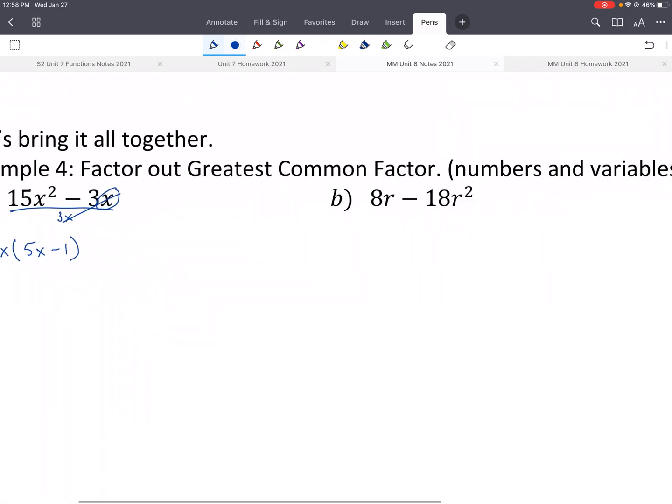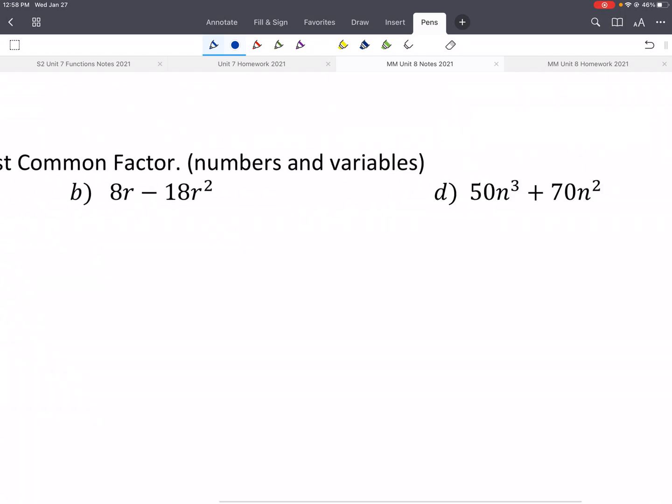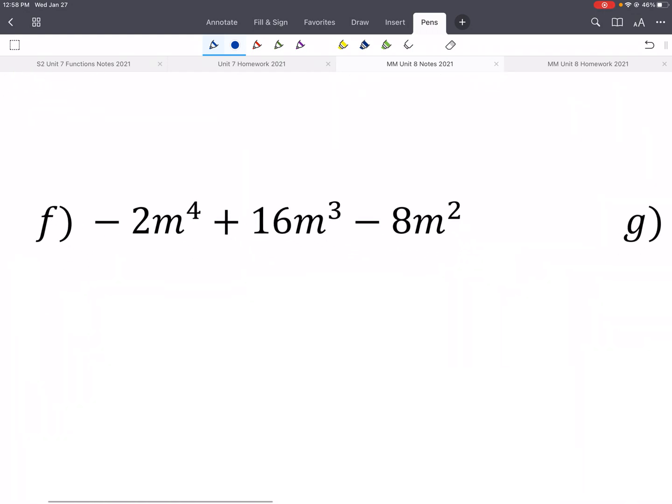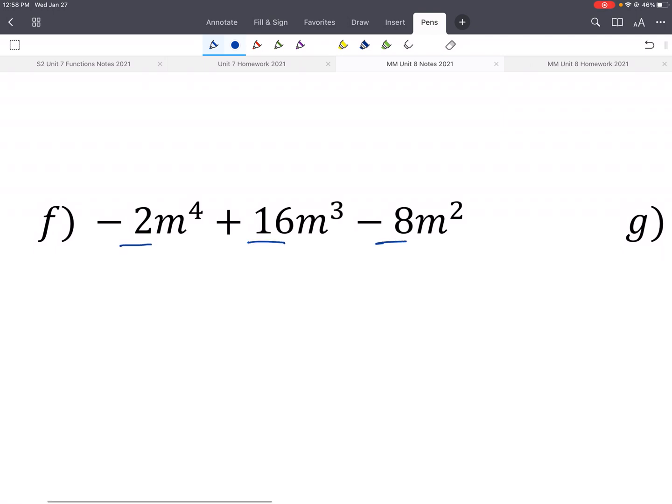All right. How about let's do F. So it's in standard form, check. What can we divide 2, 16, and 8 by? 2. We have a leading negative. And then how many m's can we take out? Well, the smallest exponent. So we can take 2 from each of those, so m squared. So we need to divide all of these by negative 2m squared.